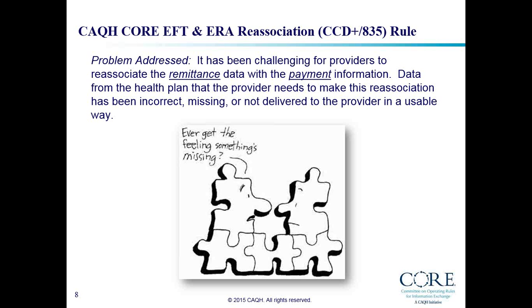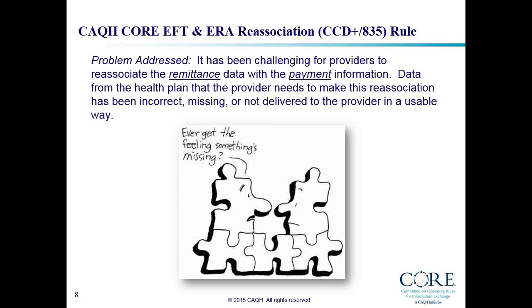With regard to the reassociation issue, let me tell you the story of the 10-minute discussion that saved millions of dollars. Early on, when CAQH CORE participating organizations were in meetings developing the operating rules, the subject of the trace number came up. Now, the trace number is key to this reassociation problem because the trace number is the number in the ERA that links the same trace number that should be included in the EFT. Providers need that number in order to reassociate the two, the EFT and the ERA. But providers were not getting this number through the EFT.